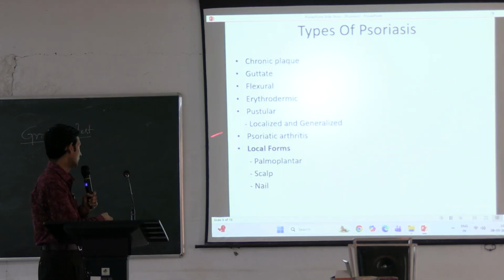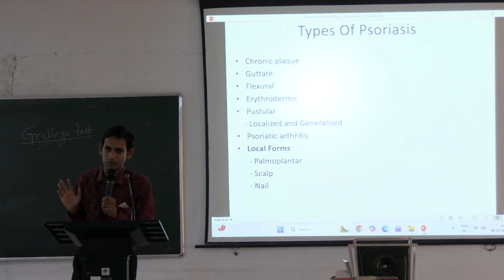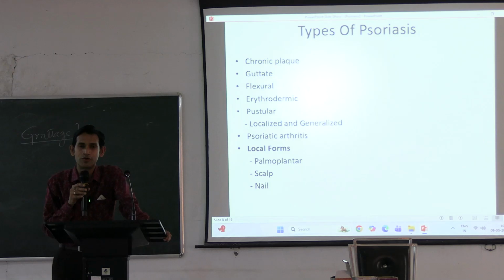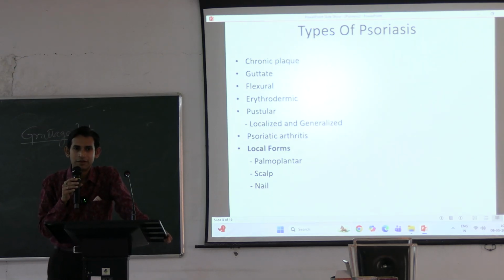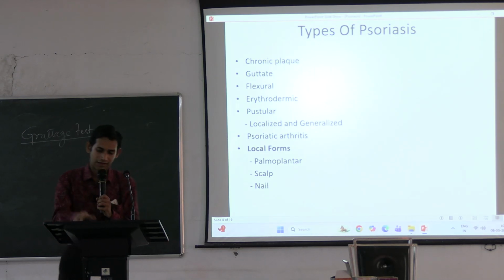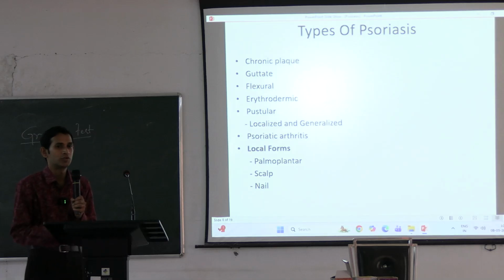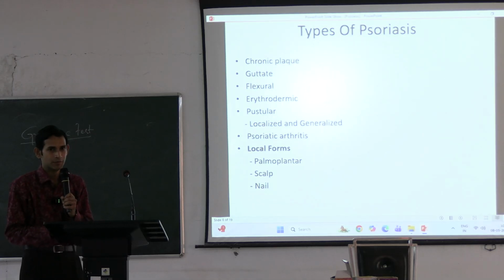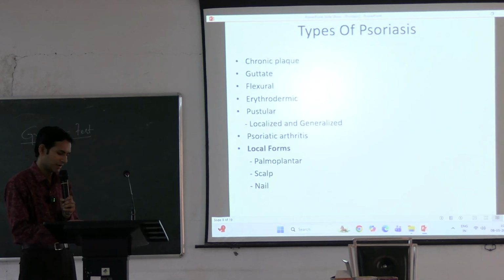Now, coming to the flexural psoriasis or inverse psoriasis. Psoriasis is most commonly found in the extensor aspect of the body, but when it affects the folds, that means the axillary fold, inframammary fold, gluteal region, then it is called the flexural psoriasis or inverse variety of the psoriasis. The other variety is erythrodermic psoriasis, that means diffuse erythema, diffuse redness and scaling affecting more than 90% of the body surface area.